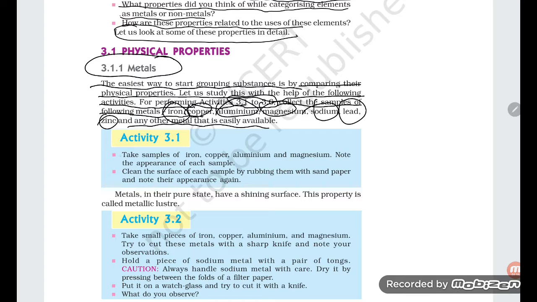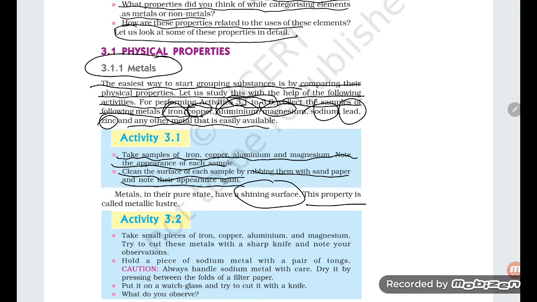Take a sample of iron, copper, aluminum, and magnesium. Note the appearance of each sample. Clean the surface of each sample by rubbing it with sandpaper and note its appearance again. Metals in their pure state have a shining surface. This property is called metallic lustre.